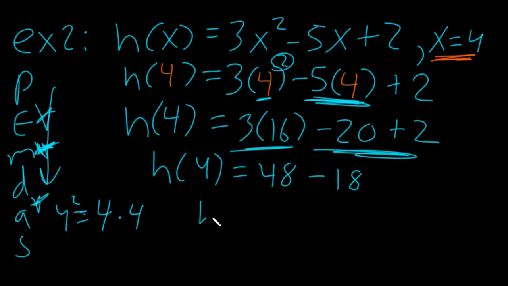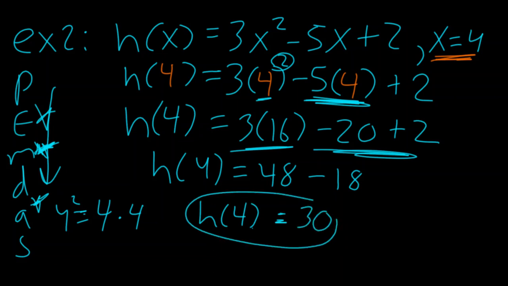Now moving on to our very last step, we have h of 4 is equal to 48 minus 18, and of course that will give us 30. Now the thing I didn't ask you at the beginning of this problem was, is this an even or odd function? And when you look at that 2, that largest exponent, you should know it is in fact an even function. And what are we saying here? h of 4 equals 30.